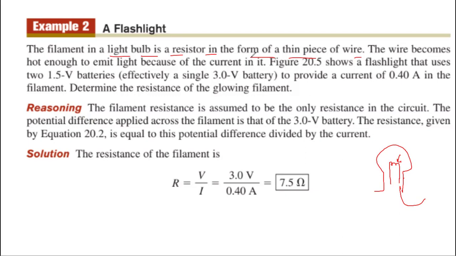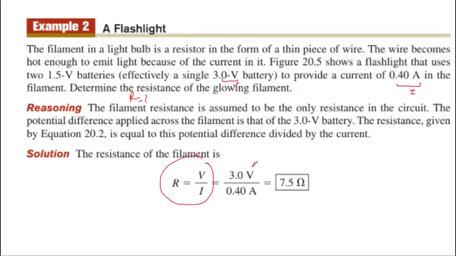A flashlight uses two 1.5 volt batteries to provide a current of 0.4 ampere in the filament. You have to determine the resistance. So what is given to us? We are given the current, and we are also given the voltage. We have to determine R, very simple. We know R is equal to V upon I. Plug in the numbers: 3 upon current 0.4, and the answer is 7.5 ohms.